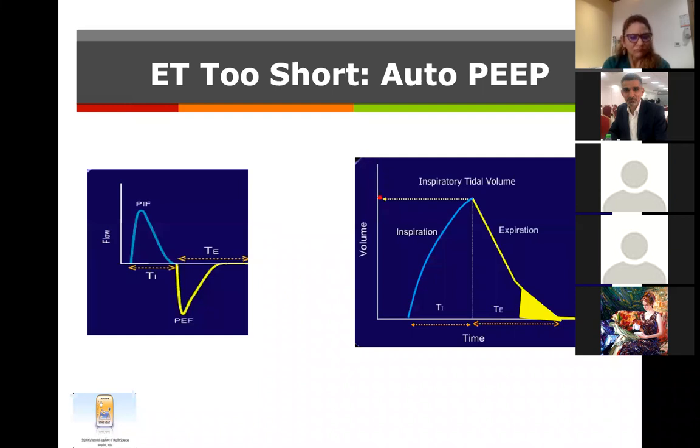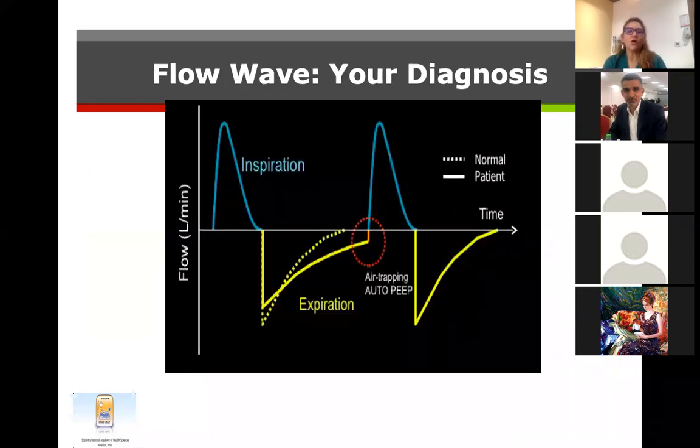And if you have made your expiration time too short, this will lead to gas trapping and it may lead to auto peep generation. So this is not okay. You are ending the expiration here instead of here, and you're generating an auto peep. Or what can happen is that it is taking longer time. This should be the normal, longer time to come here, and here air trapping and auto peep would be coming.